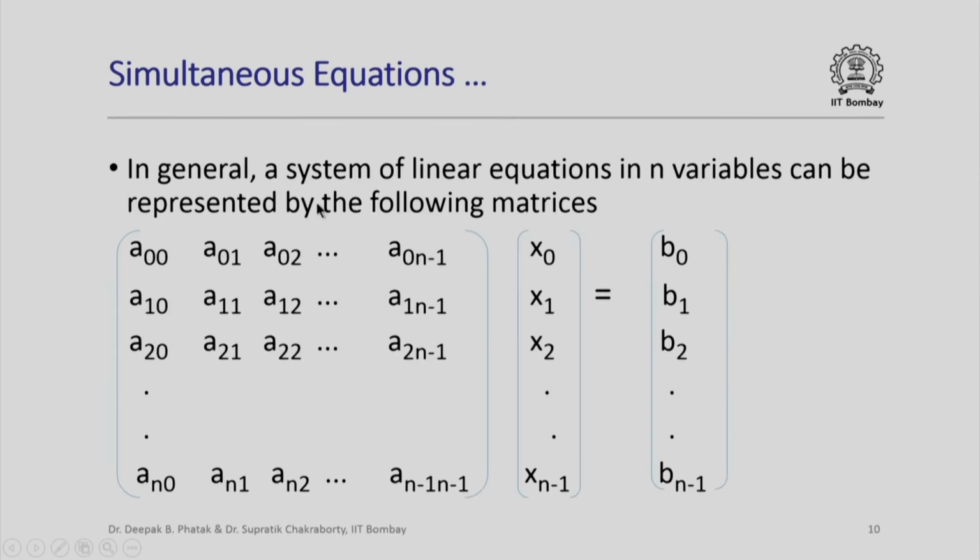Coming back to generalized simultaneous equations, a system of linear equations in n variables we can now represent by the following matrices. This is one matrix which is an n by n matrix. The coefficients in the C++ style are a00, a01, a02 to a0(n minus 1), a10, a11, etc., and the variables are named x0, x1, x2, x3, x(n minus 1), which are naturally elements of a one dimensional array containing n unknown variables. This represents the right hand side, which are standard numerical values, again making a one dimensional array.